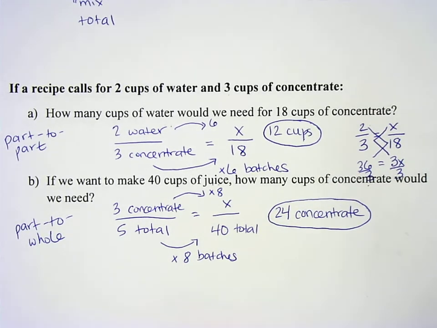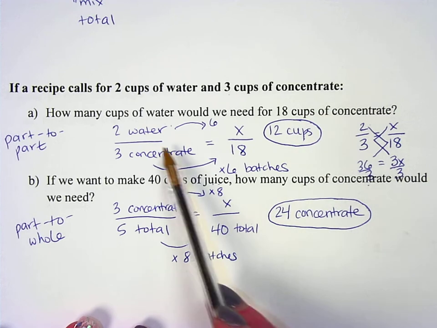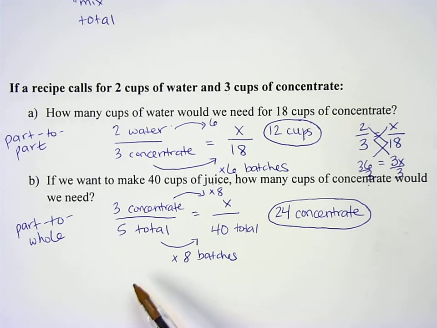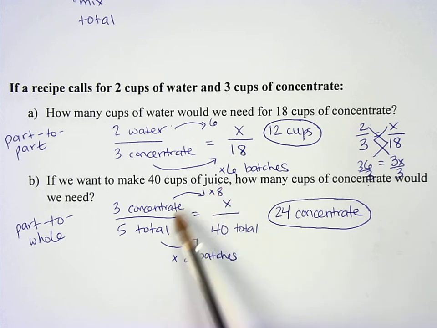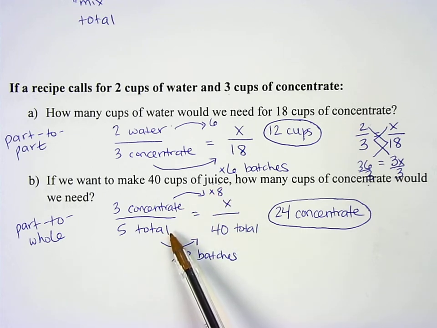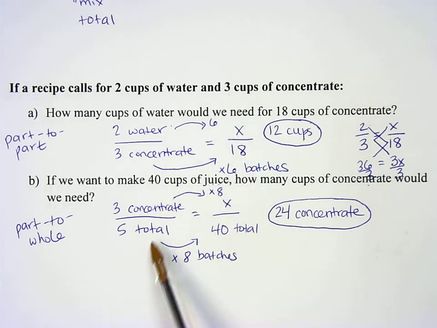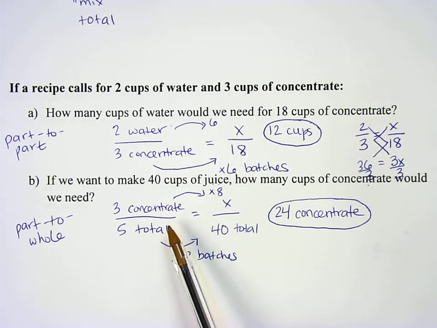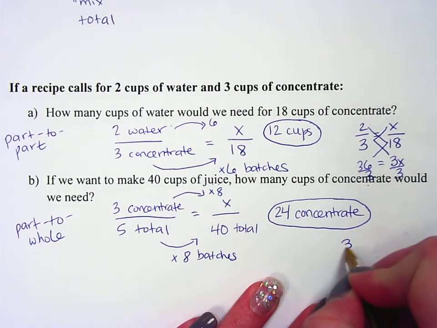Again, just re-emphasizing that there's a difference there. The water to concentrate was the part to part. If it ever asks you for the juice or the total or the mix, I have to write a new ratio where I've added those two together. So I'm going concentrate, that's why I use the 3, to my total, which was 5 cups in my mix. The other way to solve, I'll go straight over here to the side.